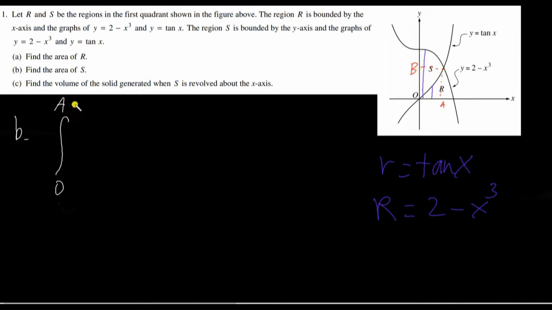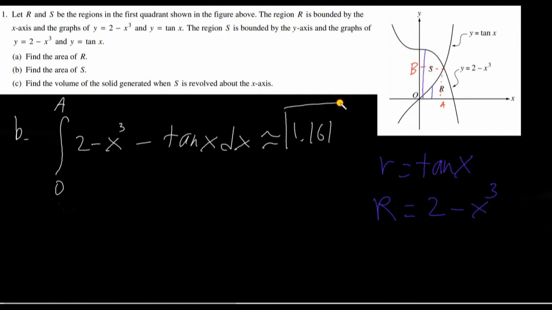So 0 to a, and then it's just going to be the same thing, big R minus little r. Our big R is 2 minus x cubed, and our little r is tangent of x, put a dx on there, and this is going to be approximately 1.161 if evaluated in the calculator. And again, this is going to be a 3-point question, 1 point for the bounds, 1 point for the integrand, and 1 point for the answer.